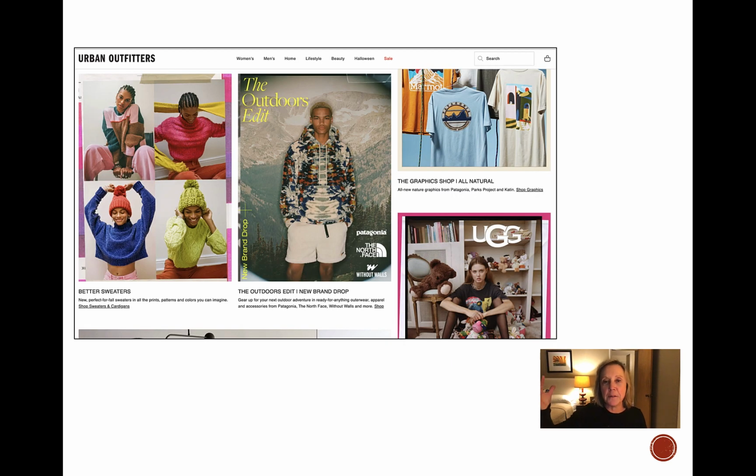Urban Outfitters. Designed by a designer. But look at the units. We know that this goes together, this goes together, and this goes together. We don't think that this goes with this, partly because of the 3-column layout, but by putting extra space here, it groups these elements.